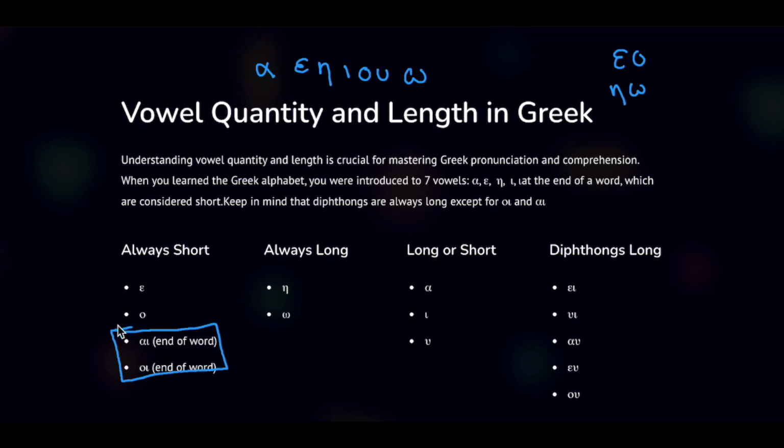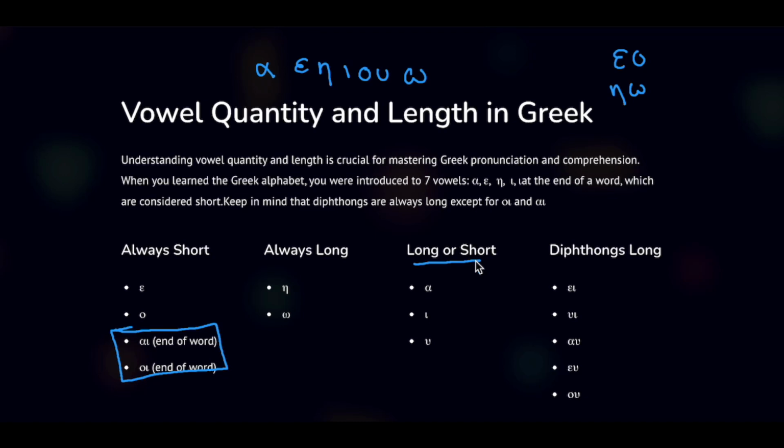Now, let's talk about the vowels that can be both long and short. You have this category of vowels here, and these vowels are right in the middle. The vowels alpha, iota, and upsilon can take on either short or long durations. In their short form, they're pronounced as a, i, u, respectively. In their long form, they're pronounced as a, i, u.